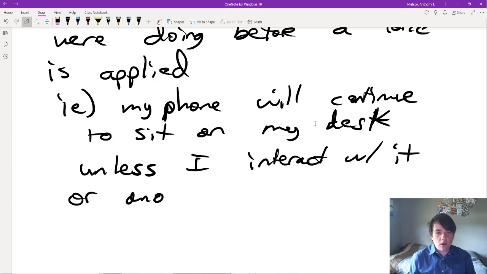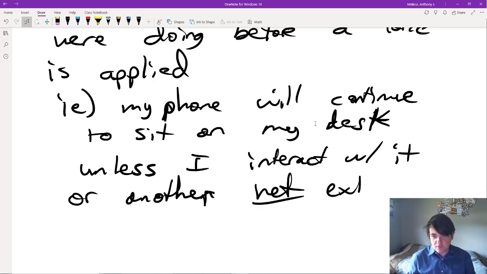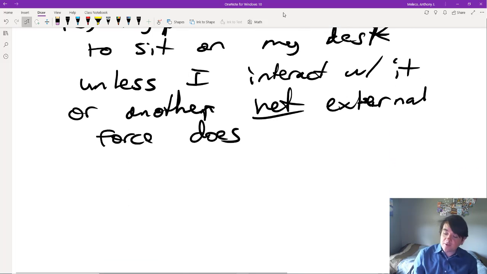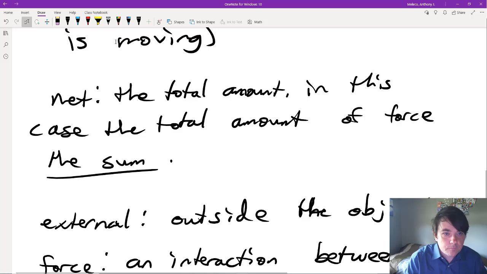Or another net external force does. Okay? Meaning, if I interact with it, and I also interact with it with another force that cancels that interaction out, then it will still be in equilibrium. So you have to interact with it in such a way that you disturb that equilibrium. Okay? So equilibrium is a special state, where the net forces sum to zero.